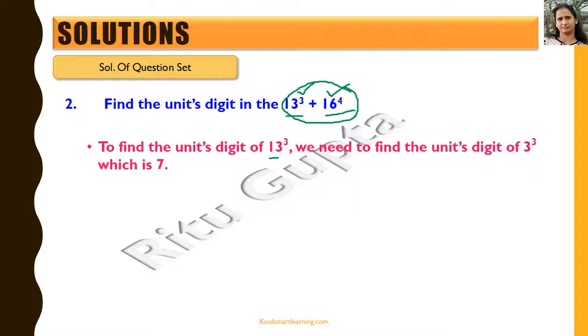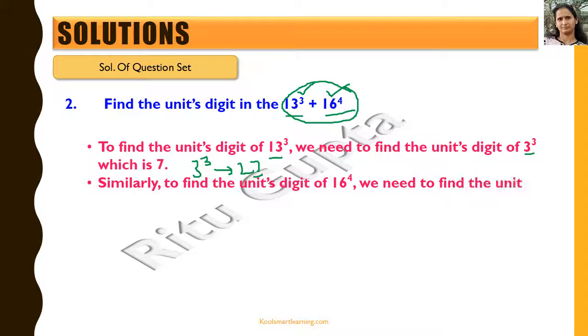So to find the units digit of 13 raised to power 3, we need to find the units digit of 3 raised to power 3, which we know is 7, because 3 raised to power 3 is 27. So the units digit is 7. Similarly, units digit of 16 raised to power 4 is same as units digit of 6 raised to power 4, which we know is 6, because 6 raised to power 1 is 6, 6 raised to power 2 is 36, where again the units digit is 6, and if we continue, 6 raised to power any number, the units digit will always remain 6. So the units digit here is 7 and the units digit here is 6.